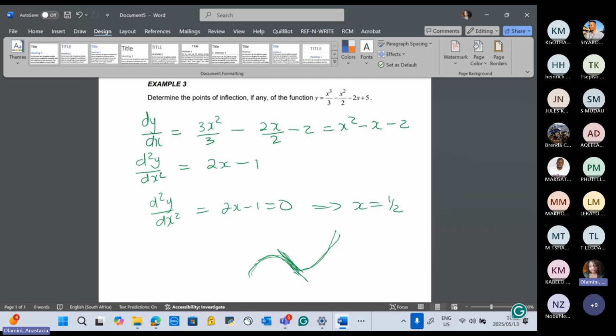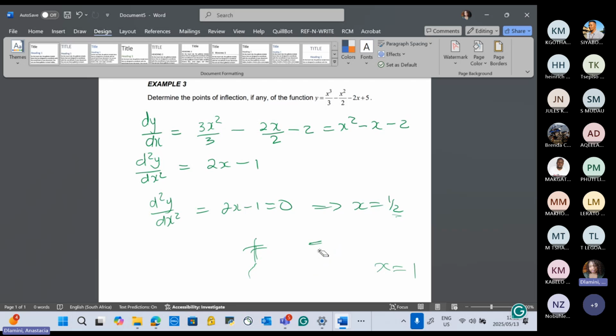Now, it means that if we substitute any value before the half and get positive, and take any value after the half and get negative... Let me say x equals 1. If I take a value before x equals 1, let's say -1, I substitute and get positive. Then I take a value after 1, which is 2, substitute and get negative. Then x equals 1 is a point of inflection.